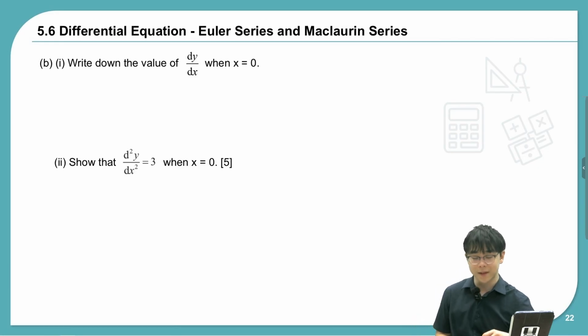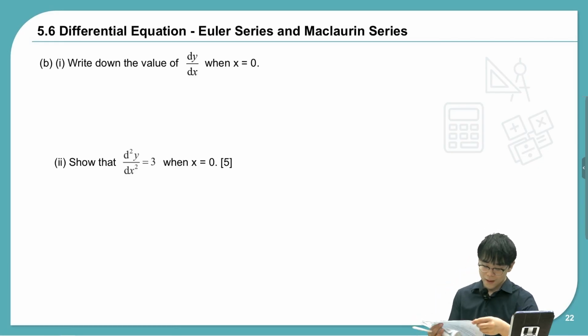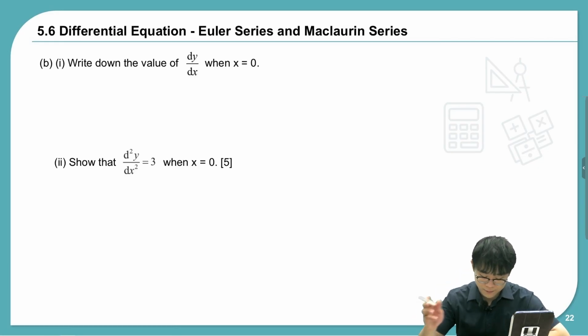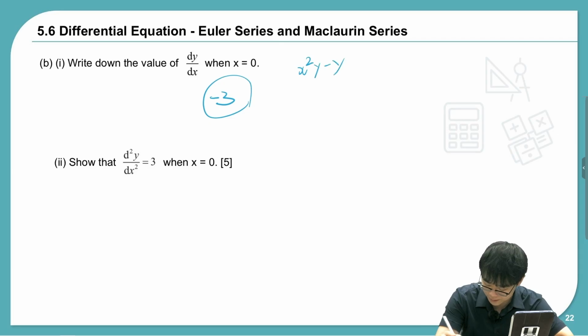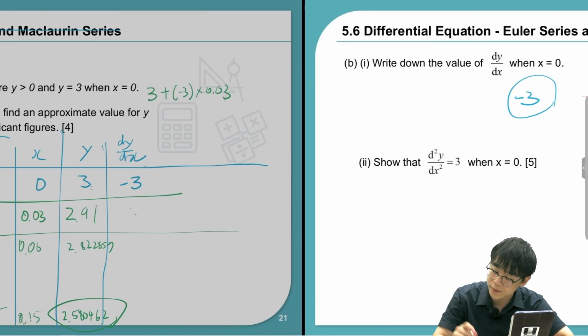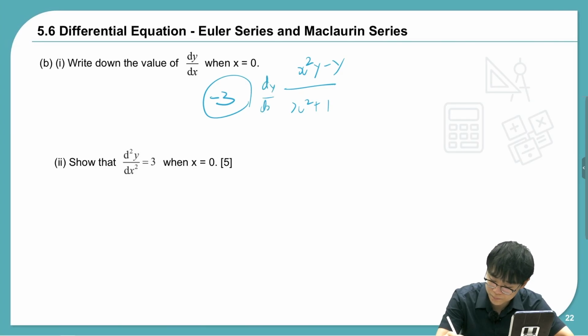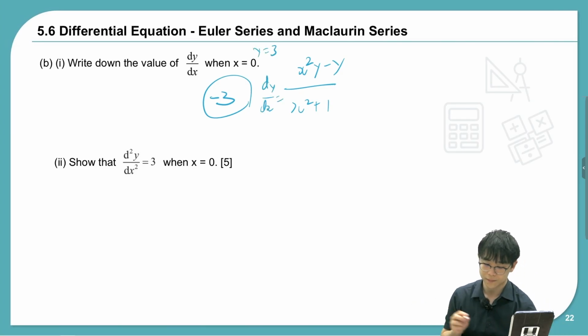Next, let's go on to number 2, part B. So what is the value of dy over dx when x is 0? Well, we kind of already did that. It's -3, right? Because we had (x squared y minus y) over (x squared plus 1), right? So we just basically put in x is 0, y is 3, and we plugged it in here.